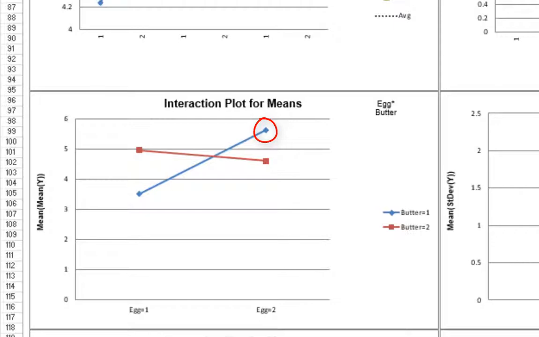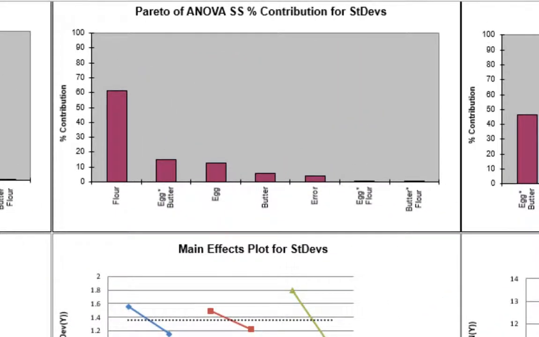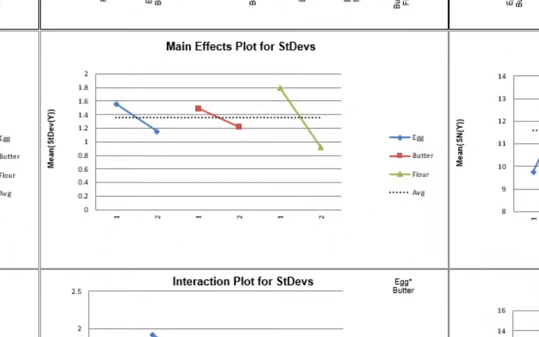Looking at the Pareto of ANOVA SS percent contribution for standard deviations, flour is the dominant factor for standard deviation. The main effects plot for standard devs shows that the optimum setting to minimize the standard dev taste score is flour equals 2. This is in agreement with the settings determined from the signal-to-noise ratio. Taguchi advocates the use of signal-to-noise ratio as it is simpler by looking at only one variable, but some practitioners prefer to analyze the mean and standard deviation separately.